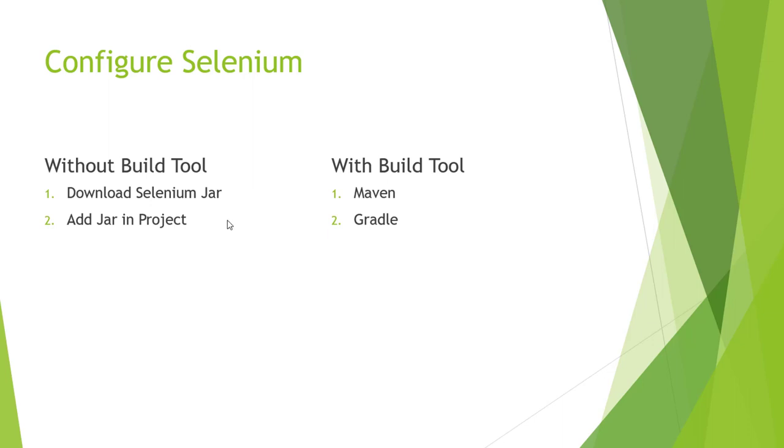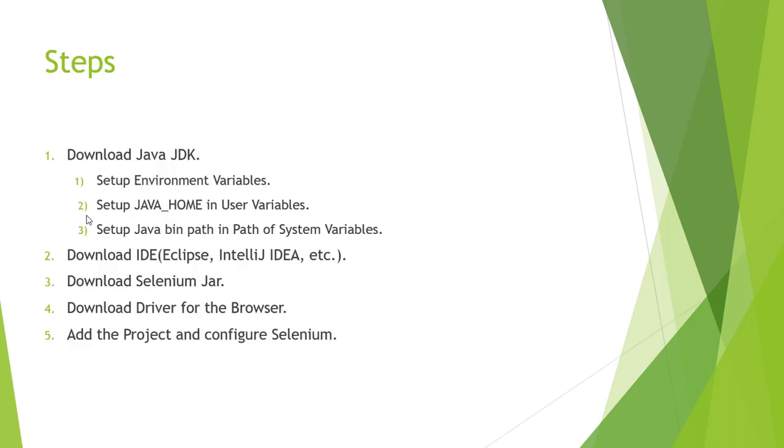But for this particular tutorial I want to go without the build tool, because this way we will understand how to configure Selenium step by step. Using a build tool is a more automated way, and we will discuss it later. First we will work with the Java archive file of Selenium, and then we will see how to configure it. There are following steps we need to follow in order to work with Selenium.